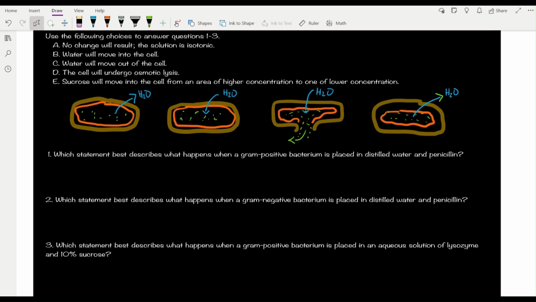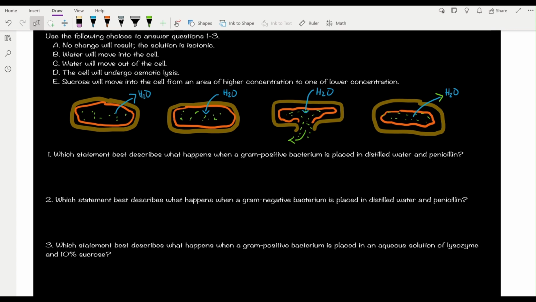All right, question number 1. Which statement best describes what happens when a gram positive bacterium is placed in distilled water and penicillin? Well, in order to tackle these questions, we need to know what a gram positive bacterium looks like, what is its structure, what does penicillin do to the bacterium.